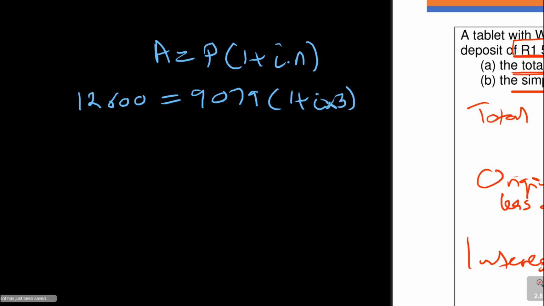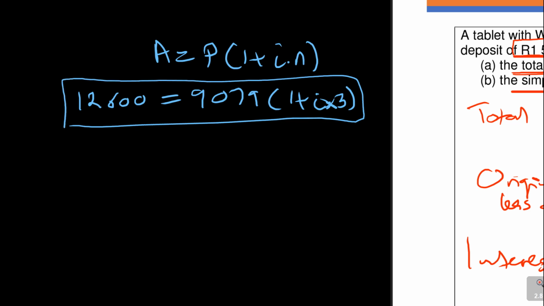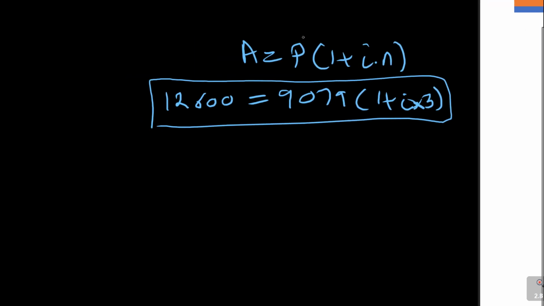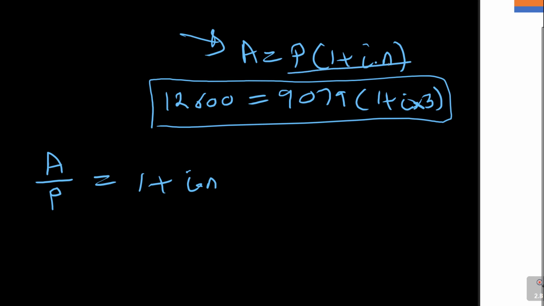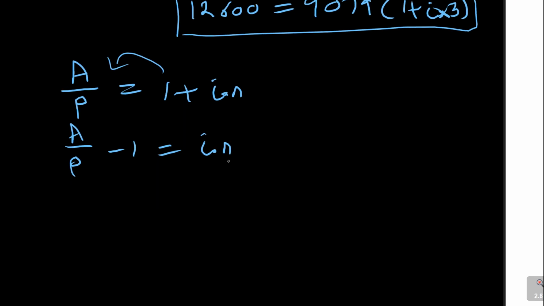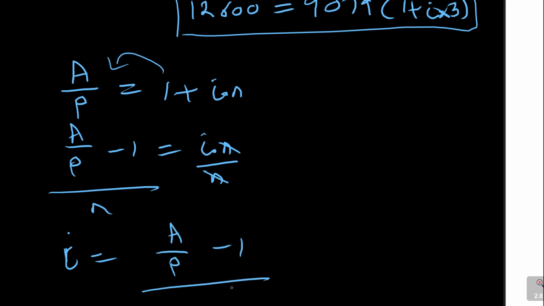Remember, I said you can use this method if you want, but the one I prefer is to first find i from the main formula. To find i, I divide by P: A over P is 1 plus i·n. Get the previous video so that you understand how I did that. Then from there I told you to take 1 to the other side: A over P minus 1 is equal to i·n. And we agreed that if I'm finding i, I divide by n. So my i is equal to (A over P minus 1) over n.